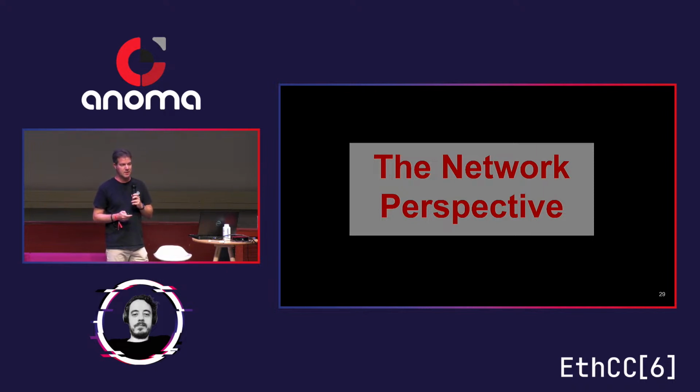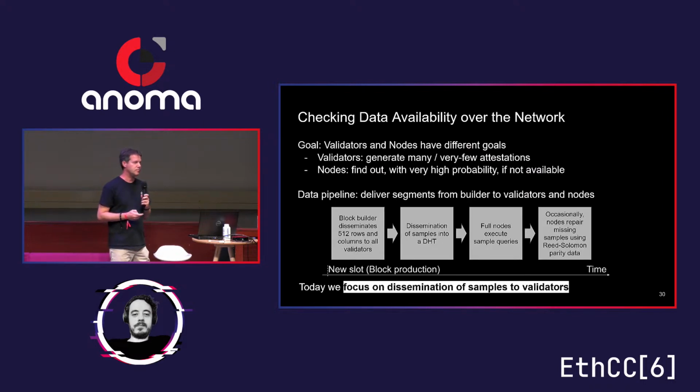So what's happening on the network while we are doing this? How do we check data availability over the network? And here I think I should remind you that there are different actors in the network. There are validators and there are full nodes, and they have different goals. The check is a first line of defense and a second line of defense. So validators are the ones generating the attestations, and they are the first line of defense. If there are not enough attestations, the block will not be part of the chain.